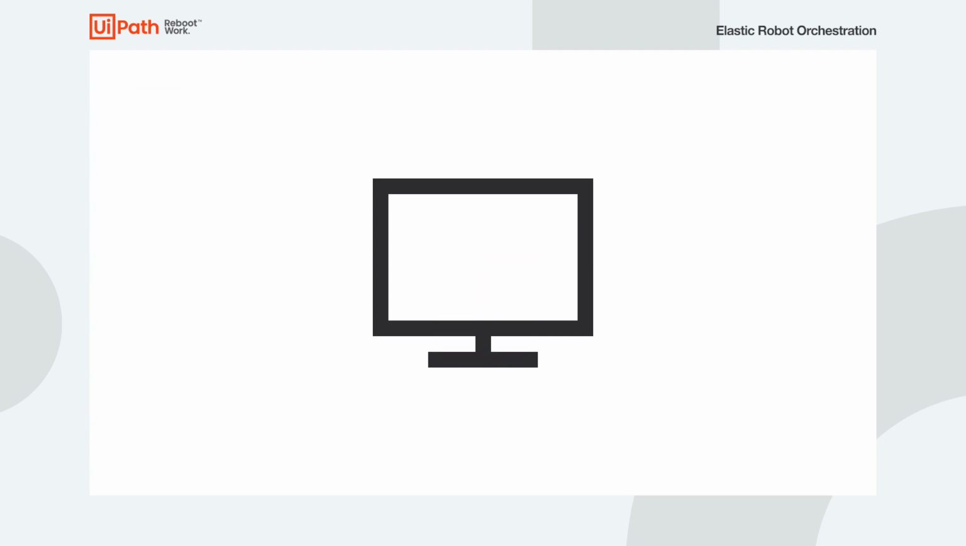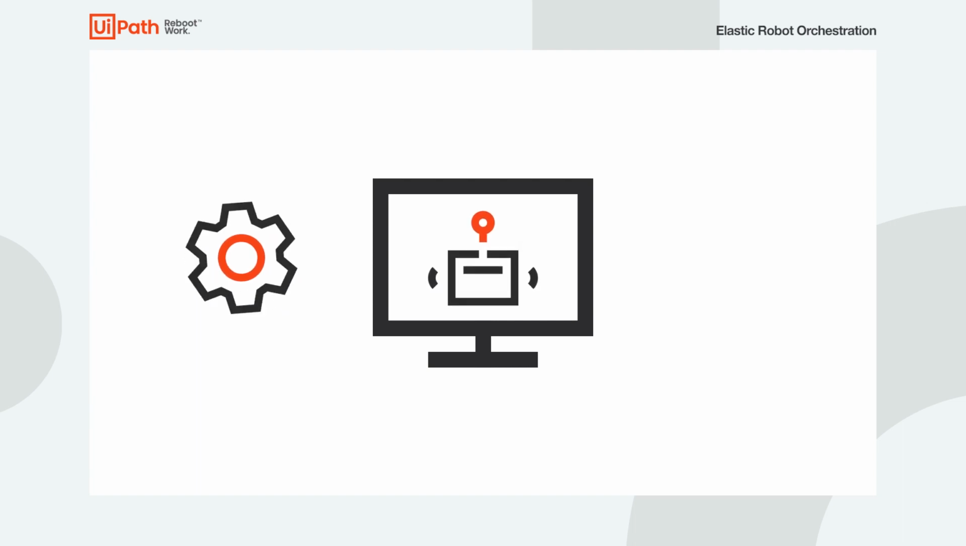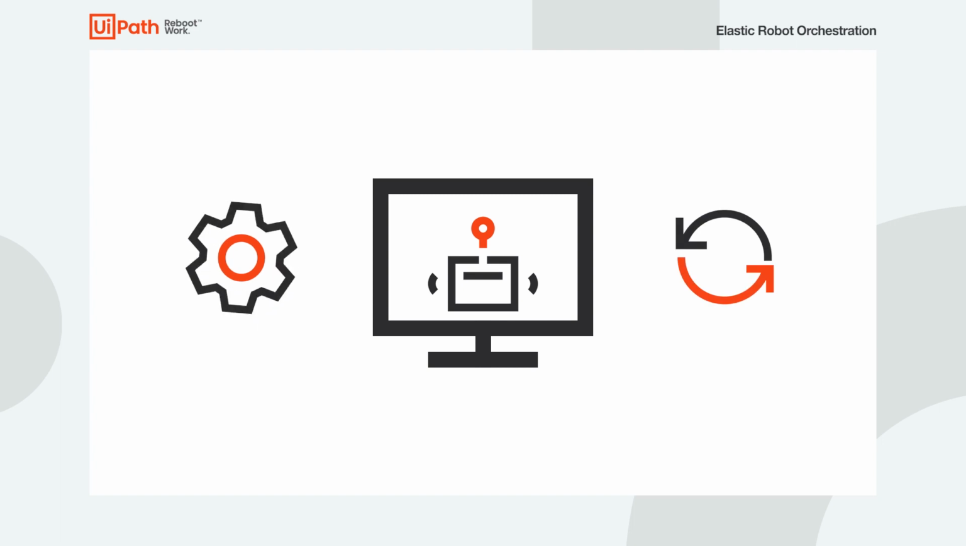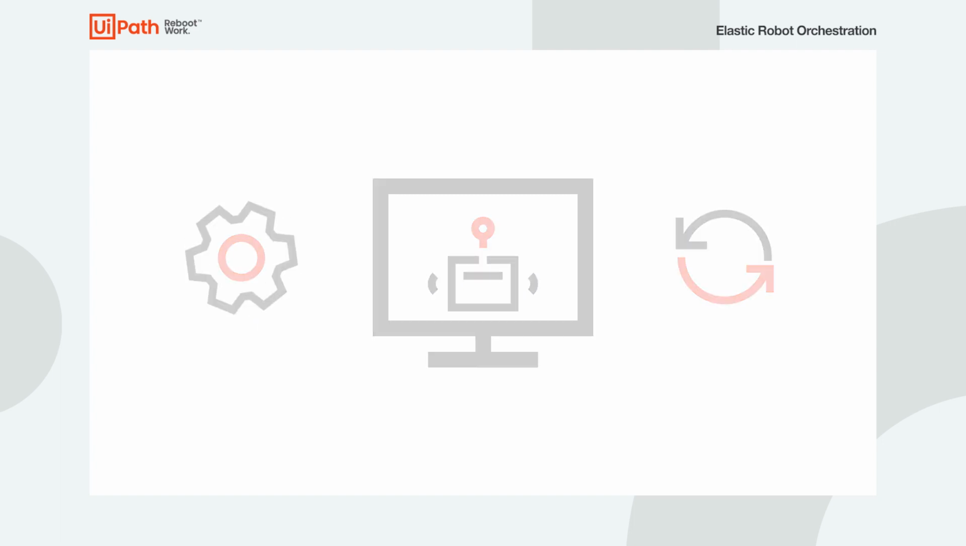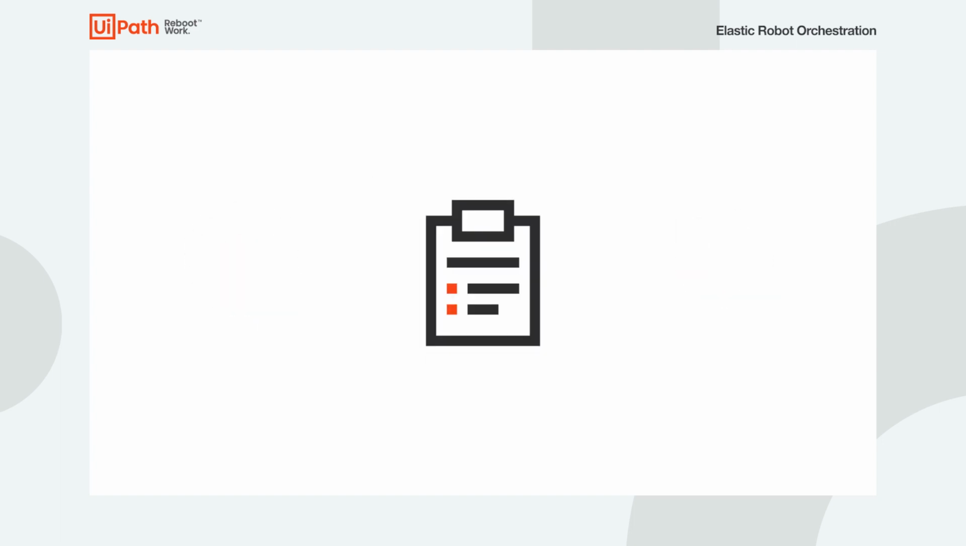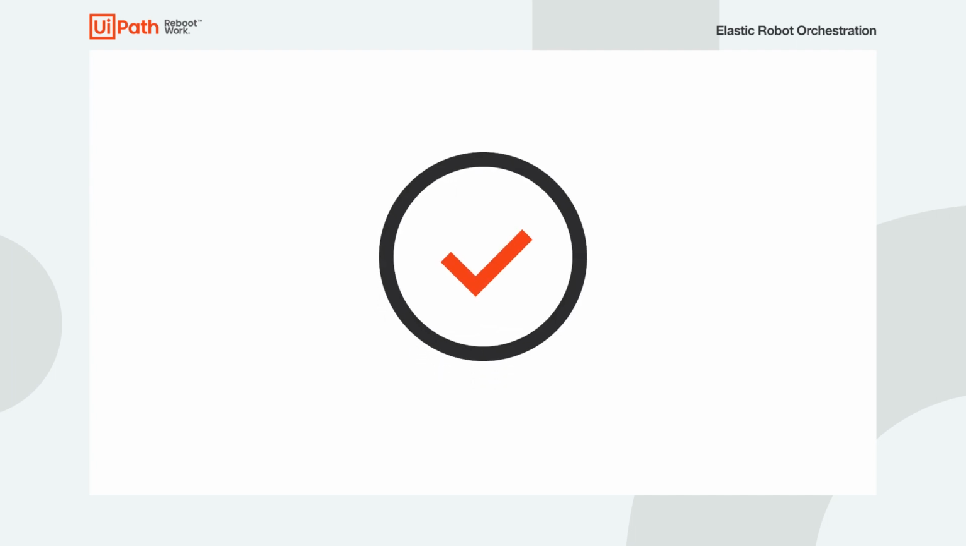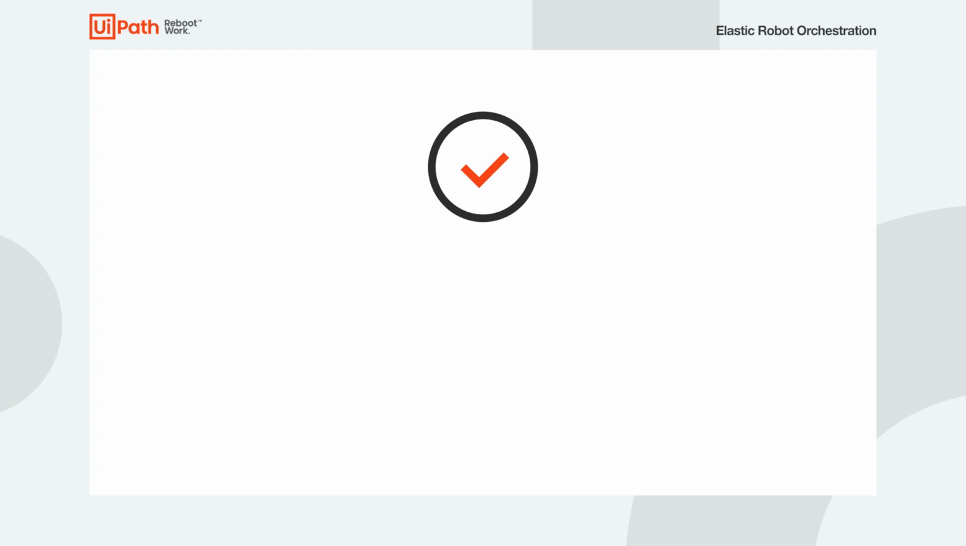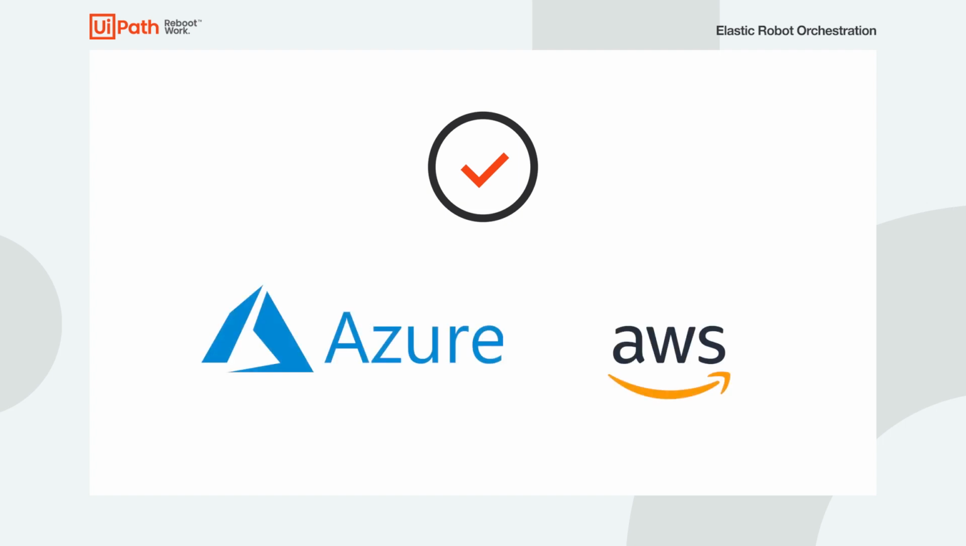Elastic Robot Orchestration is also designed to automate more of the maintenance overhead associated with running robots by keeping robots in those VMs up to date. There are a few things that you need to do before your robots become autonomous. For the purpose of this video, we'll be showing you how to do that using Microsoft Azure, but you can also use Amazon Web Services.